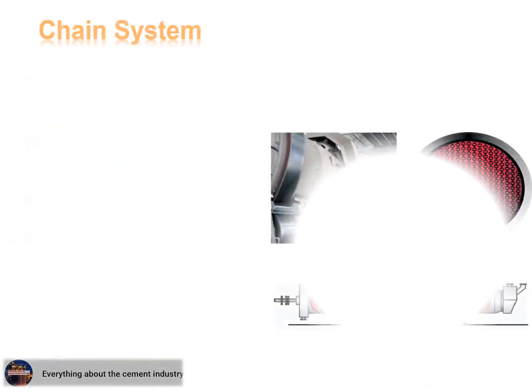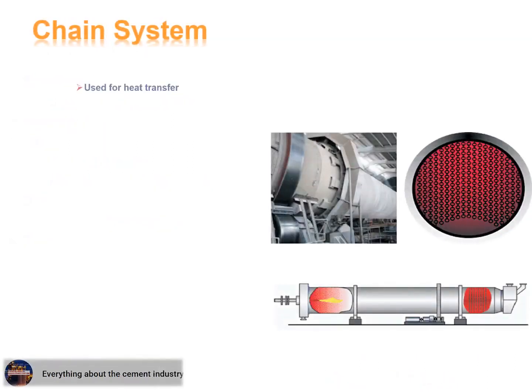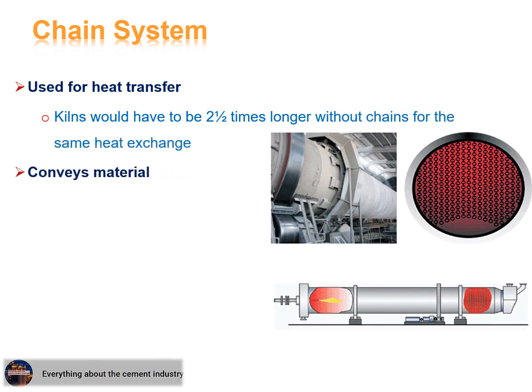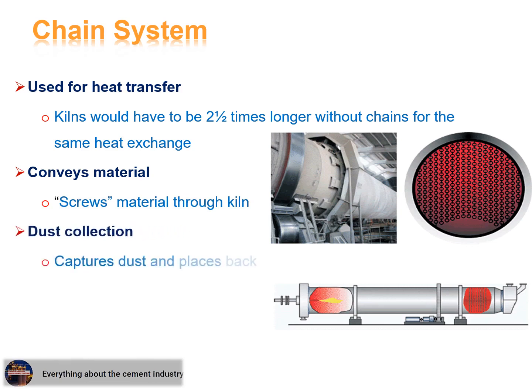Chain system, the function: 1. Used for heat transfer. Kilns would have to be 2.5 times longer without chains for the same heat exchange. 2. Conveys material: screws material through the kiln. 3. Dust collection: captures dust and places it back into the load.